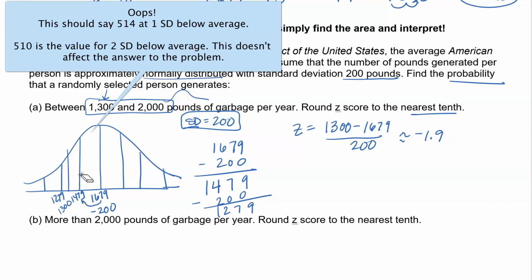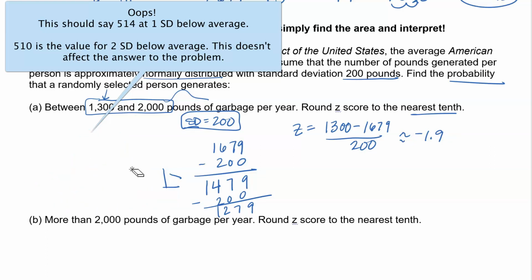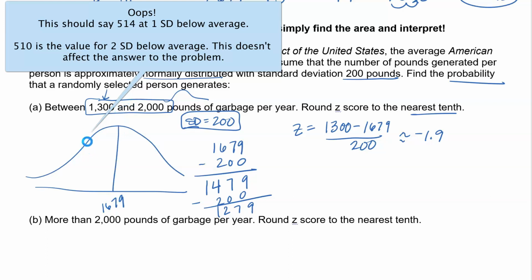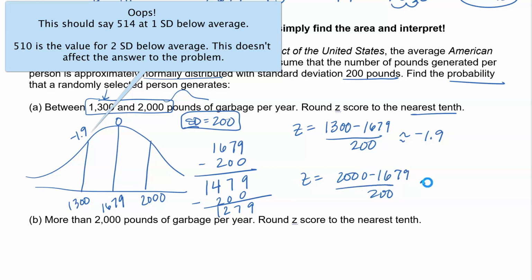Okay, and so what I could do at this point, I'm going to actually draw this curve over again since those standard deviations that I originally calculated weren't the numbers that the problem was asking for. So I'm going to put 1679 in the middle, 1300 on the left, and 2000 on the right. Okay, we found the z-score for 1300 is negative 1.9. Let's find the z-score for 2000. So 2000 minus 1679 divided by 200, we end up getting an approximate z-score, if we round to the nearest tenth, of 1.6. Okay, so that's above average. We want to know what's the probability of being between those two values.